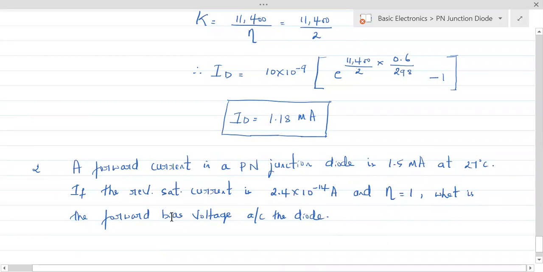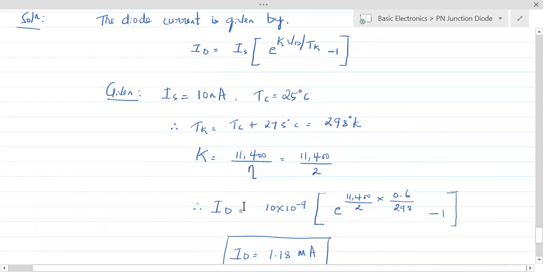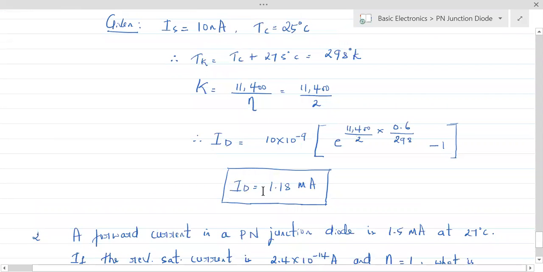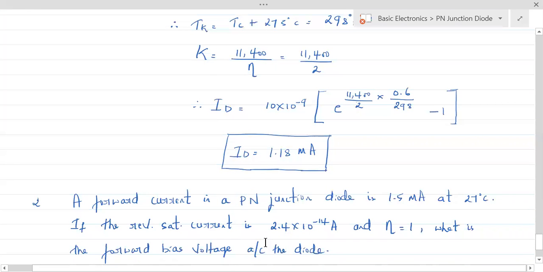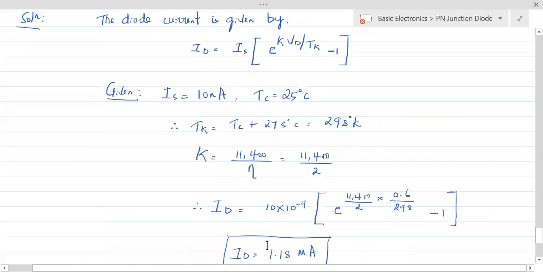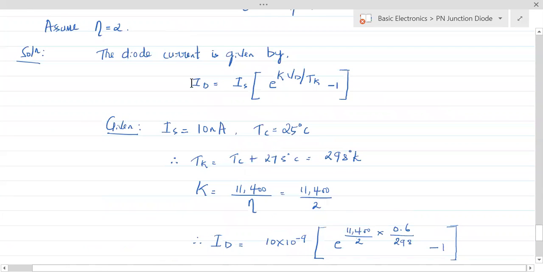So what is the forward bias voltage across the diode? They have given us the current. See here, in the previous problem we were asked to find out the diode current or the forward current. Now we are asked to find out the forward bias. Which is the forward bias voltage here? Can you make out which is the forward bias voltage in this particular diode equation?